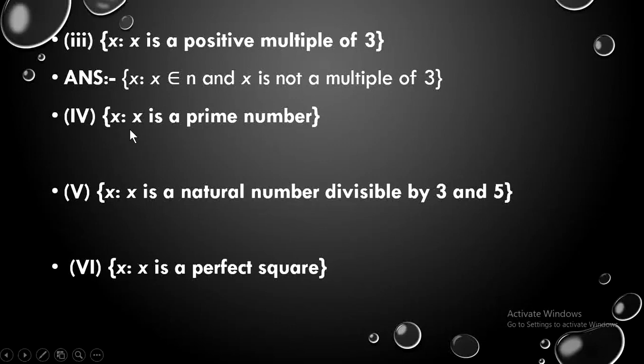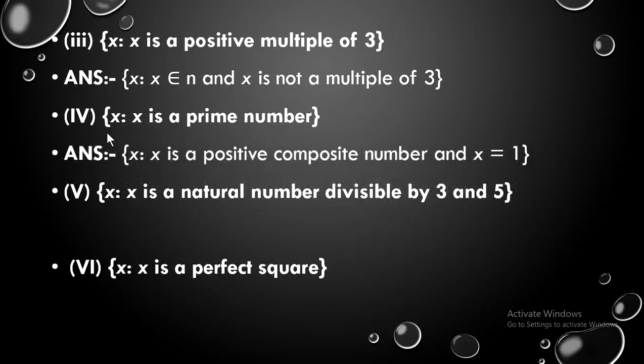Then they have asked you x is such that x is a prime number. So the complement of this will be the opposite, that is, excluding the prime numbers, all the other numbers will be included in the complement. So for that we need to write x is such that x is a positive composite number, because what number is not a prime number? That will be a composite number. Just the opposite of a prime number is a composite number. So x will be a positive composite number, or x will be equal to 1. Because if you remember, 1 is neither prime nor composite, so you have to include 1 also like this.